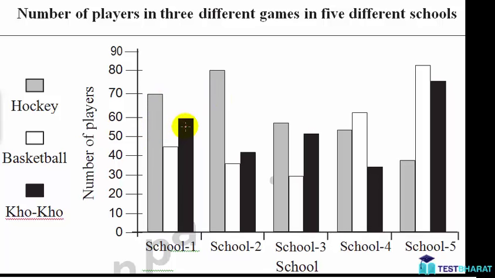First, I will tell you what is the traditional method or the conventional method to solve this kind of questions. The conventional method is, first I look at this bar for hockey, and this is for the basketball, right? So I'll find out the number of hockey players in school 1, and I will find out the number of basketball players in school 1. Then I will add those numbers. Let's say here it is 70 and it is 45, so I will add 70 plus 45, that will give me 115.